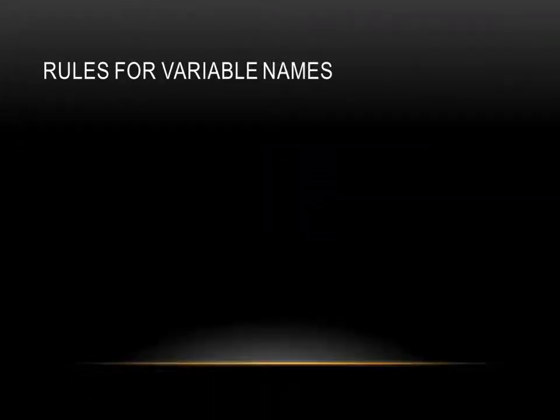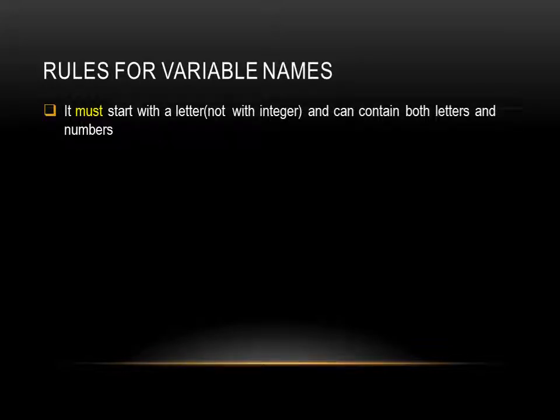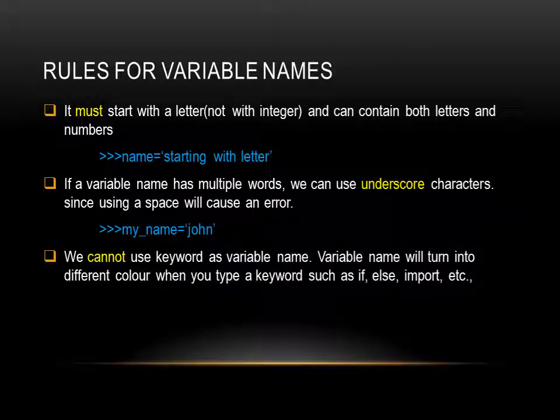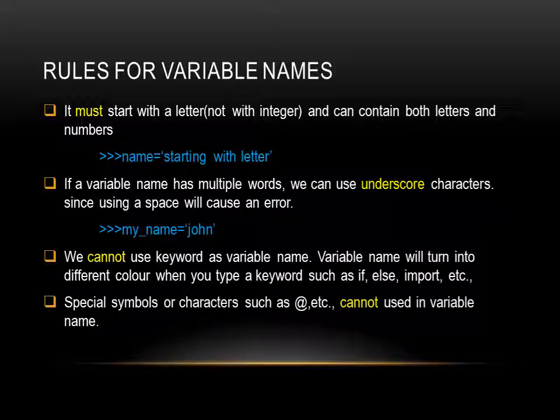Rules for variable names. It must start with a letter and not with an integer, and can contain both letters and numbers. If a variable name has multiple words, we can use underscore characters. Space will cause an error. We cannot use a keyword as a variable name, such as if, else, import, etc. Special symbols or characters are not allowed to be used as a variable name.